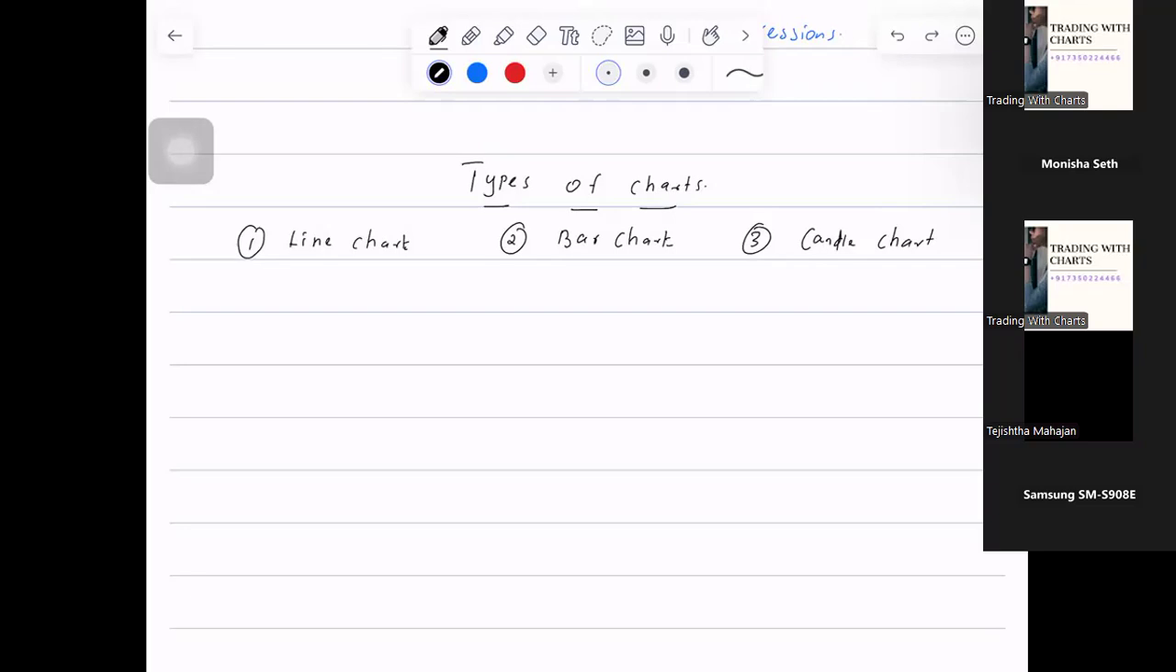First we will start our discussion with the line chart. Before that I want to know, do you guys know the timings of the equity segment? When does the equity market start in the morning? Anyone know the timings? At what time does trading start? Yeah, Monisha, 8 in the morning. 9 o'clock, right? 9:15. Trading actually starts from 9:15. Correct, Tejas. From 9:15 till 3:30. These are the timings for the equity segment.